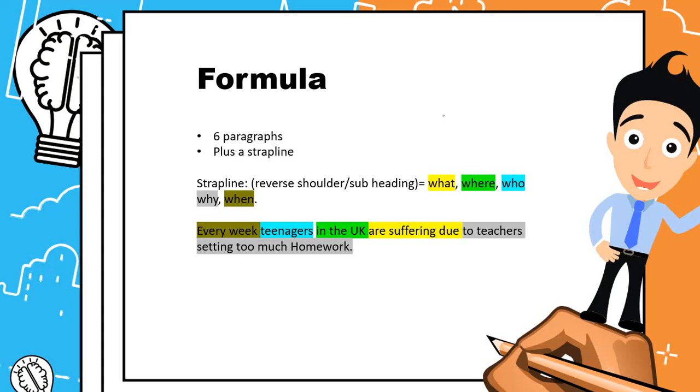So if you were asked to write an article about homework, we could say, every week teenagers in the UK are suffering due to teachers setting too much homework. So what are we talking about? Teenagers suffering. Where is it? In the UK. Who is it? It's teenagers. Why? Because teachers are setting too much homework. And when? Every week. That would be a lovely strapline at the top of our article.